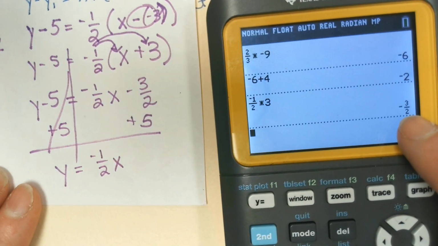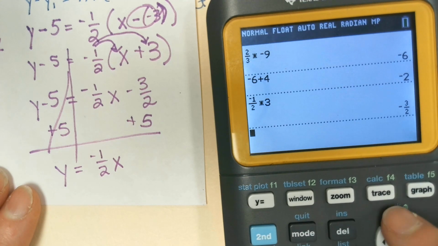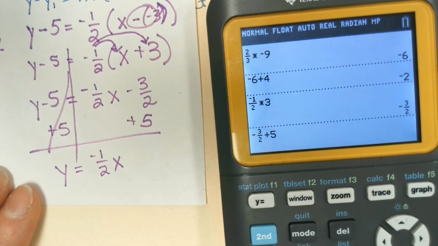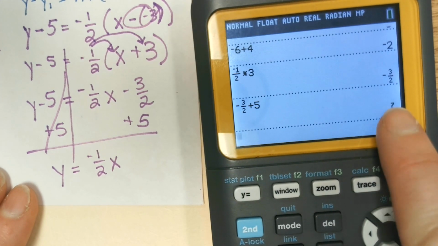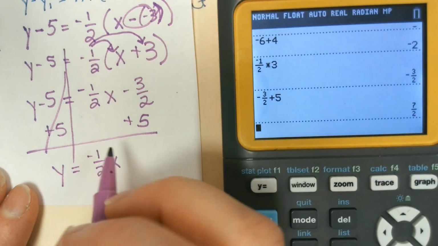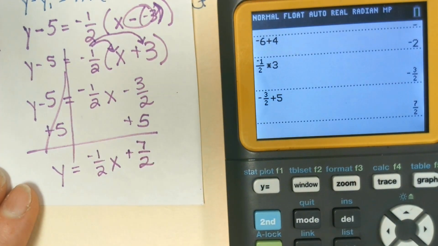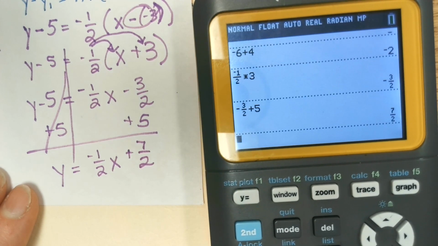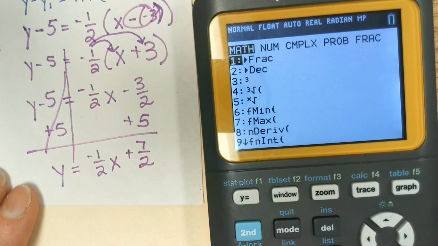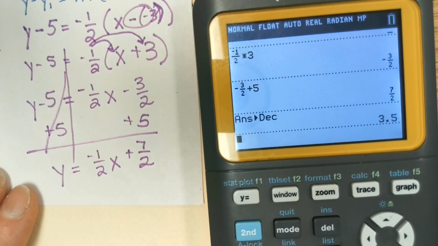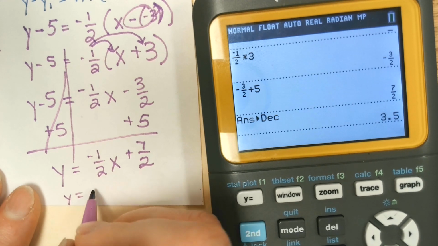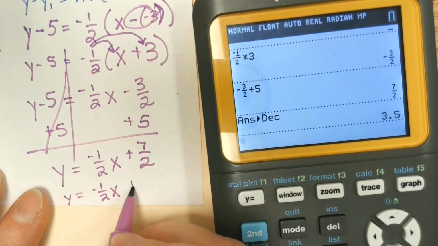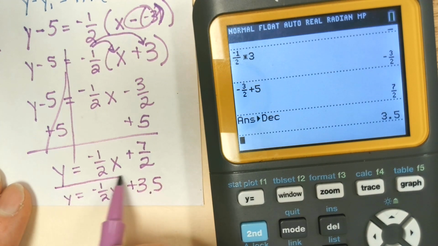We still have this in our calculator. So what you can do is you can arrow up and push enter to bring it down. And then you can do plus 5. And it gives you what you need, 7 over 2. But what if it's written as a decimal? You can have your calculator change it by going to math. Which one am I going to pick if I wanted to change it to a decimal? Number 2, dec. So you could write this either way, but I usually like to keep my slope as a fraction because it's rise over run.